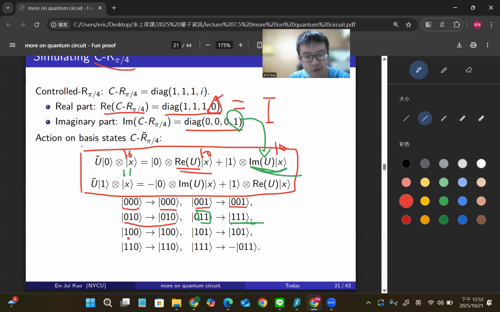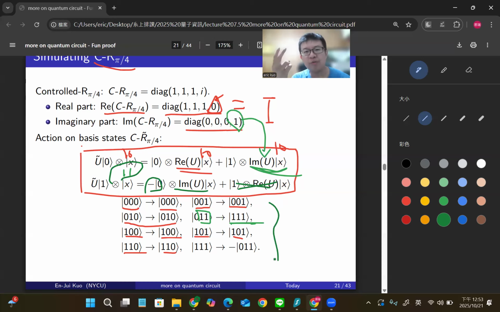Okay, so when the first bit is 1, the situation is the same. These three cases are exactly the same. The only non-trivial case is when x is 1, 1, where you get minus 1 because of the extra minus 1 imaginary part. So you get minus 0, 1, 1, and then there's no real part.